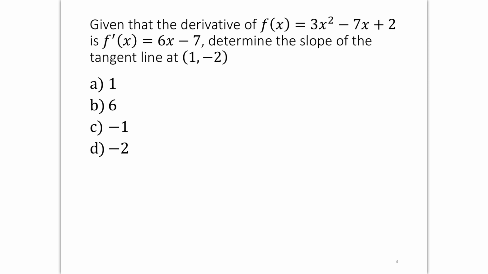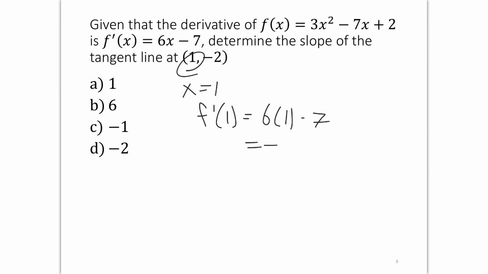Alright, so remember this formula, the derivative, is the formula for the slope of the tangent line. So if you need to find the slope of the tangent line, you take this point, and in particular, you take the fact that x is equal to 1, and you calculate f prime of 1. So 6 times 1 minus 7, which will be negative 1. So the answer will be C, negative 1.